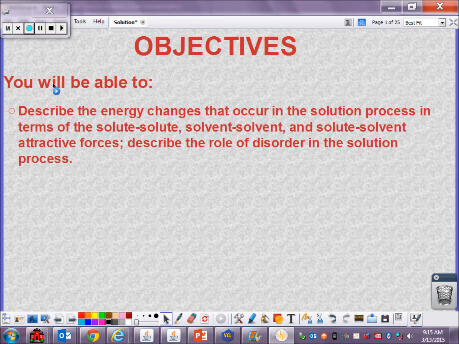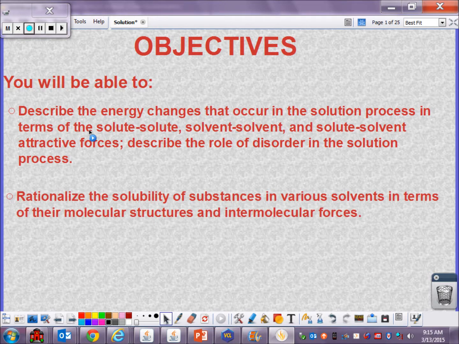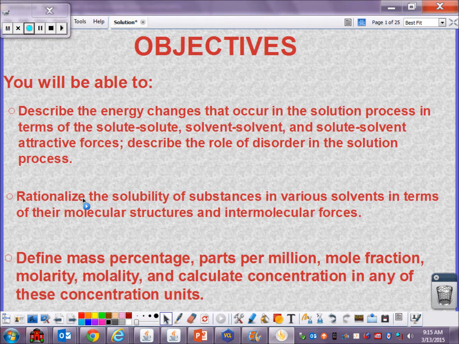the solute-solute, solvent-solvent, and solute-solvent attractive forces. Describe the role of disorder in the solution process. We will rationalize the solubility of substances in various solvents in terms of their molecular structures and intermolecular forces.